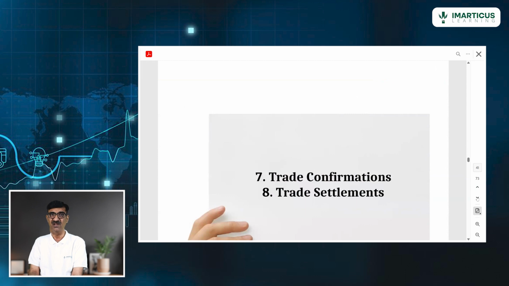Here comes the back office, where you have 4 more steps. Trade confirmation and trade settlement clear everything. But if there are problems, you go to reconciliation. If there is regulatory involvement, you go to regulatory reporting. First, let's understand trade confirmation and trade settlement. After that, we'll understand trade reconciliation and trade regulatory reporting.